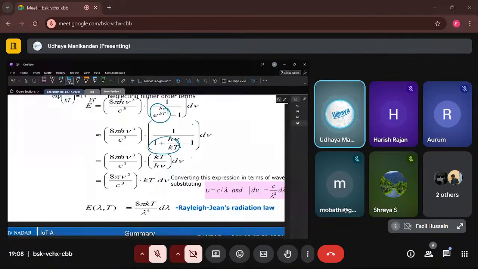It just comes to the numerator. Again, the same thing, you will substitute nu as c by lambda, and d nu as c by lambda square, modulus, d lambda. You substitute nu equal to c by lambda, and there will be cancelling. So this is what you'll get: 8 pi kT by lambda power 4.